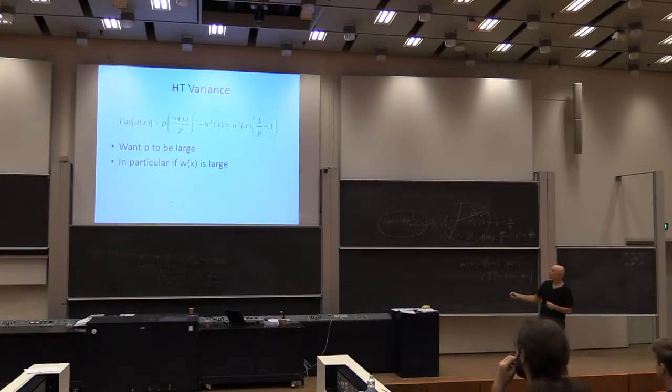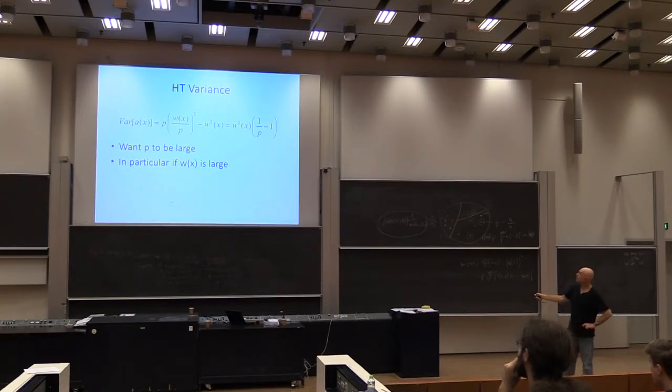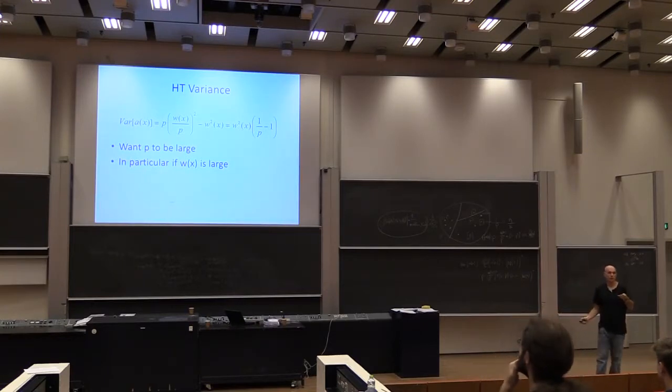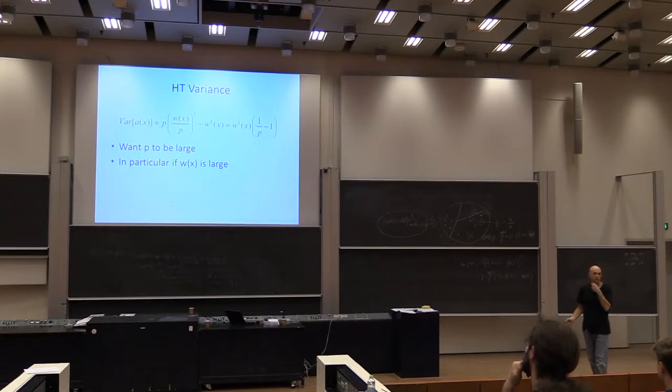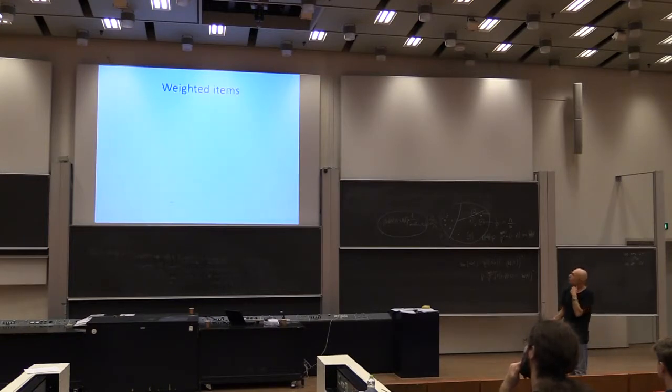If you pull W of x out of the parentheses, you get W of x squared times (1 over p minus 1). So you can see here that as p gets larger, the variance gets smaller. And it's especially important if W is very large. You want p to be large in general, but in particular you want it to be large when the weight is very large. Because otherwise, if p is small and the weight is very large, this variance is going to be huge. And the total variance of your estimator is just the sum of these variances, because it's additive.